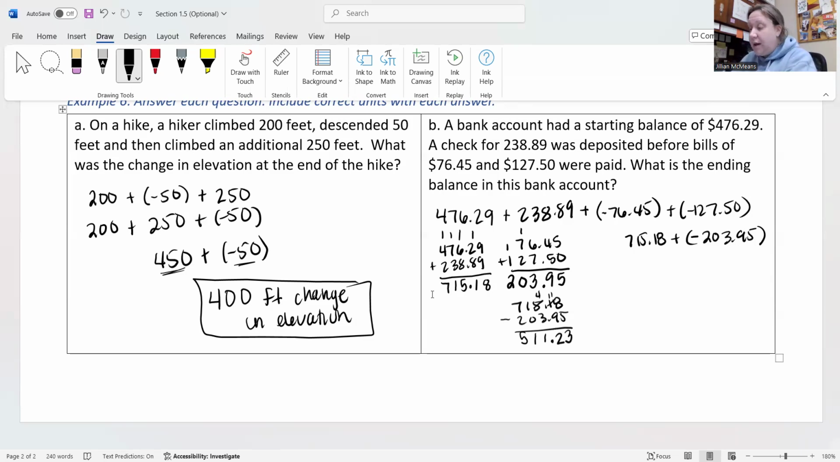But is this positive or negative? Well, the balance in our account was $715.18, and we took out only 203, so that still leaves us with a positive balance. I had 715 and some change positives and 203 and some change negatives. I have way more positive than negative. So the balance in the bank account is $511.23.